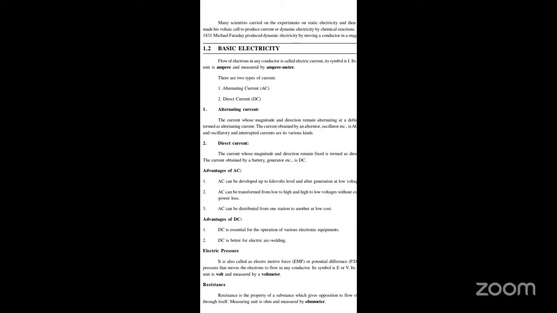Therefore, a conductor carrying varying current produces a magnetic field. The opposite, the converse, is also applicable.